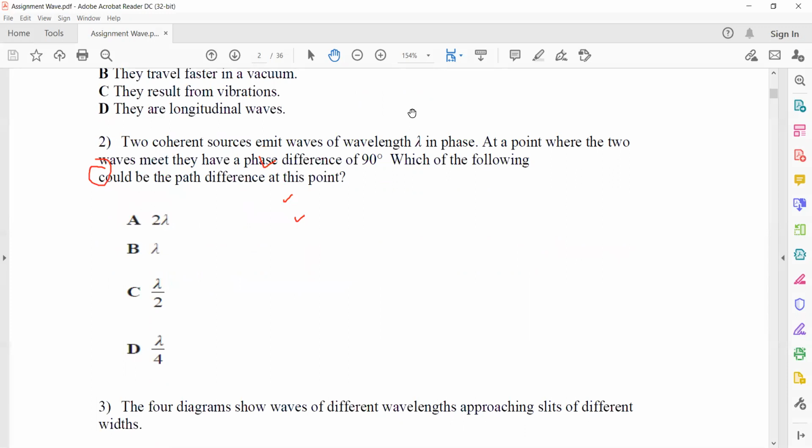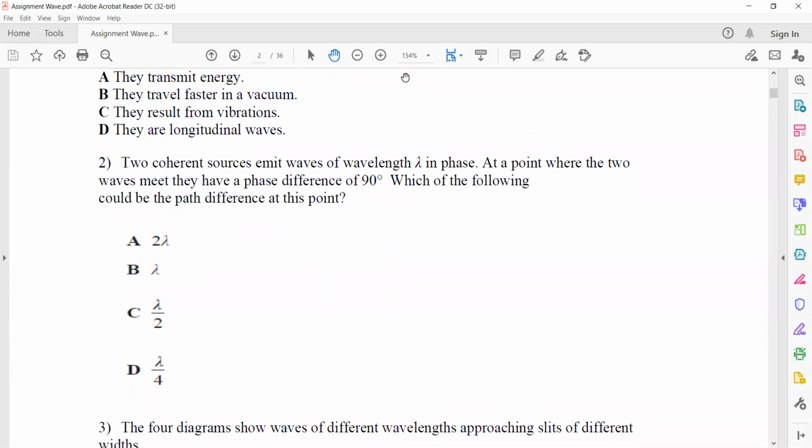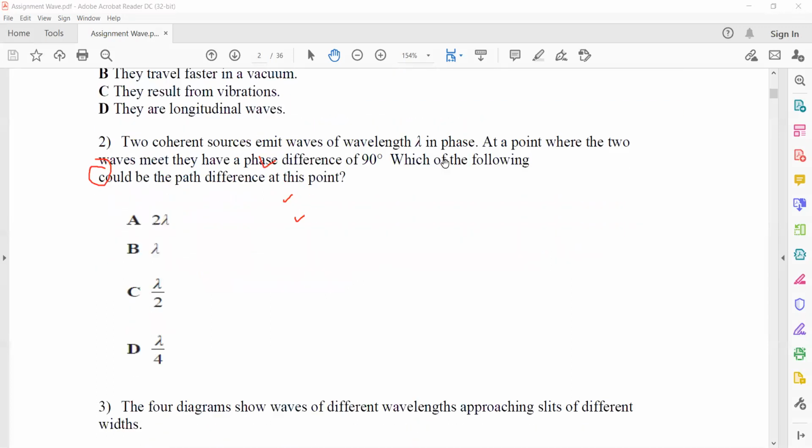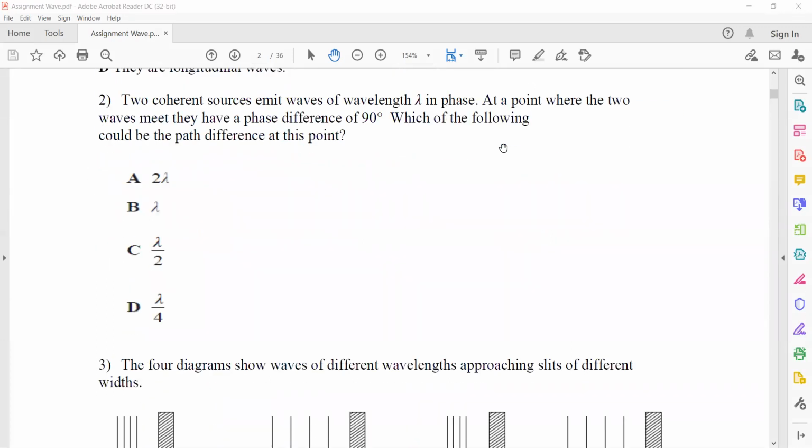Question 2. Two coherent sources. Coherent means the two sources maintain a constant phase relation. Every time one source is emitting a crest, the other one also has a crest. So two coherent sources emit waves of wavelength lambda. At a point where the two waves meet, there is a phase difference of 90 degrees. Which of the following could be the path difference?